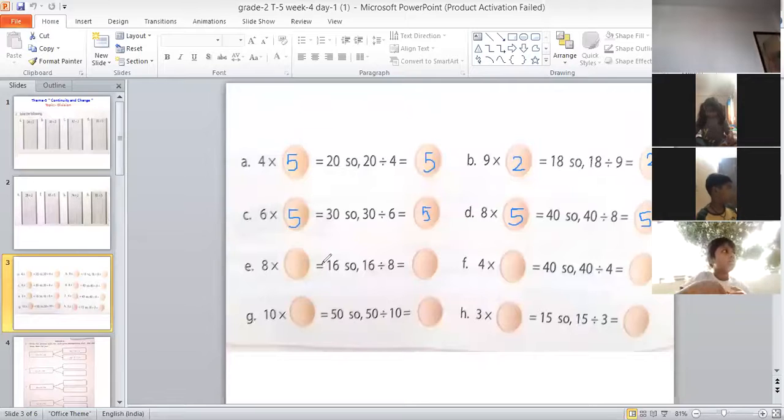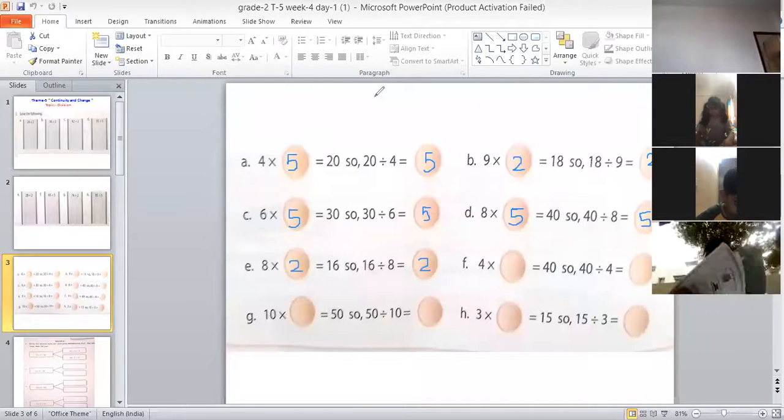8 1s are 8. 8 2s are 16. So when are we getting 16 in the 8 table? 8 2s are 16, ma'am. Yes. So we will write 2 in this first circle and another 2 in the second circle because 16 divided by 8 is also 2.